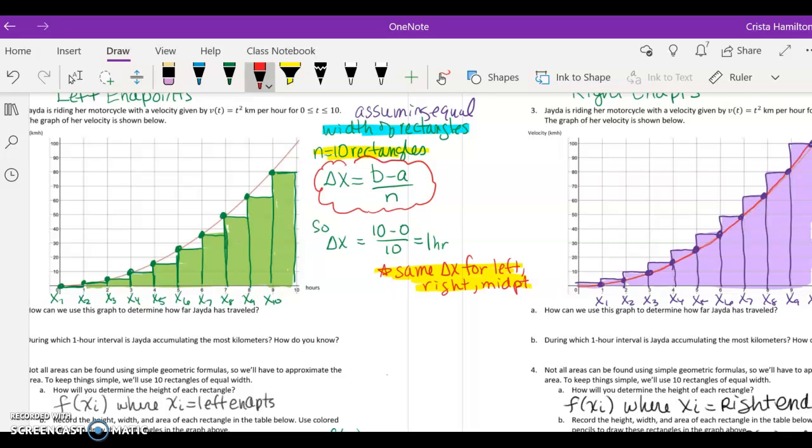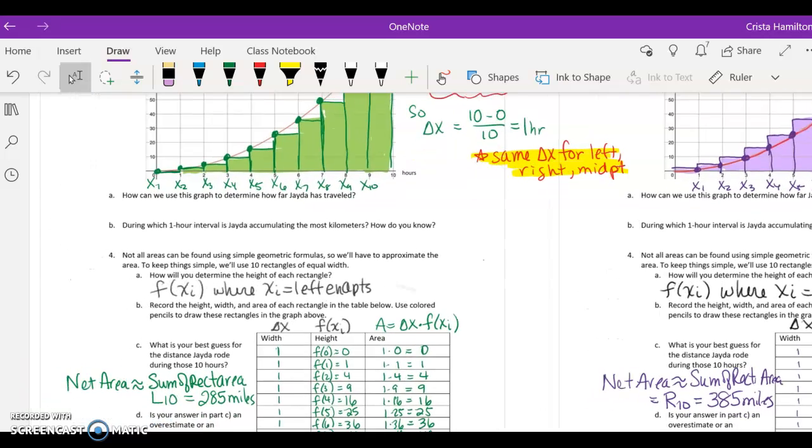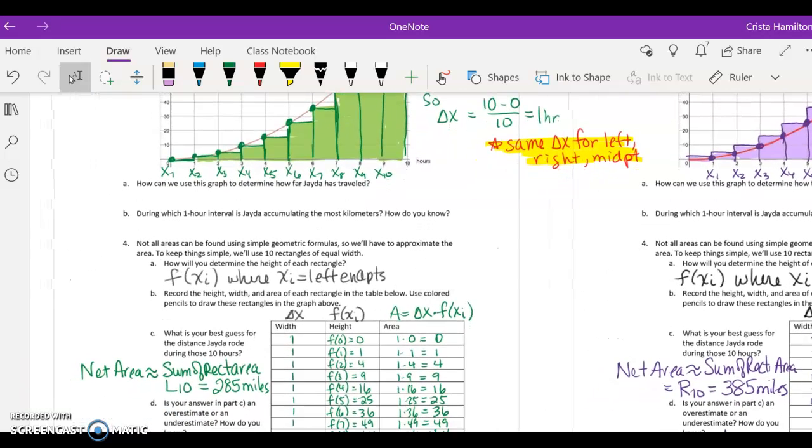Okay. And so it doesn't really matter. You'll notice that in all of the examples that I've shown you, we're going to have the same width for left, right, or the midpoint. Now remember that what we talked about before we broke is that the height of each rectangle comes from the function value. So we're going to do the left endpoints.